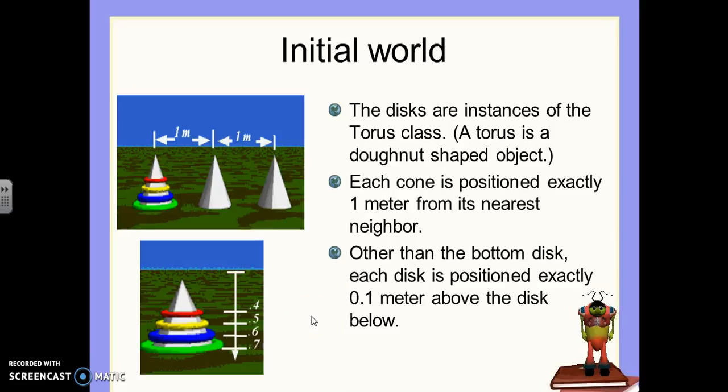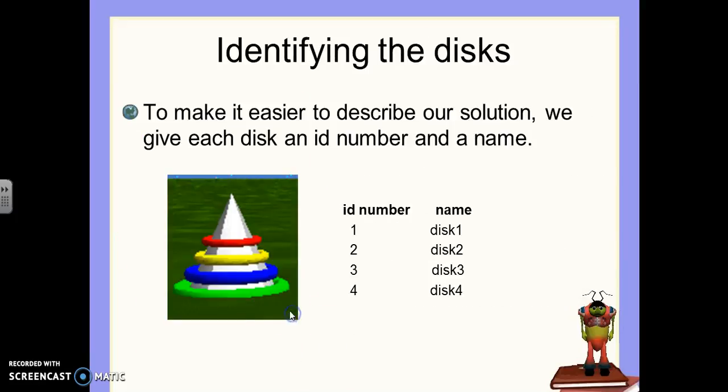All right, so we have the initial world, and these are the specs of the initial world. The disks are instances of the torus class. A torus is an object, a donut-shaped object. Each cone is positioned exactly 1 meter from its nearest neighbor, and other than the bottom disk, each disk is positioned exactly 0.1 meter above the disk below. Okay, that's the initial world setup. That's our specs. That's what we have to work with.